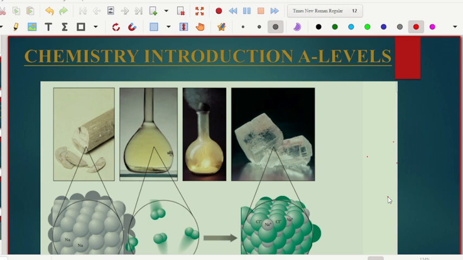So today's lesson, I'll be taking you through the introductory part of chemistry. When you're doing A levels, you need to understand this before you start, because if you don't, it will be hard for you to understand your A levels.